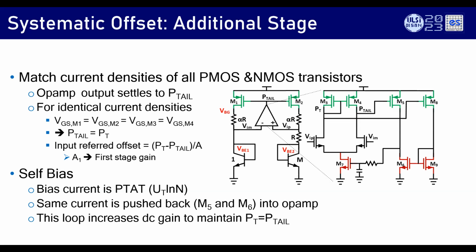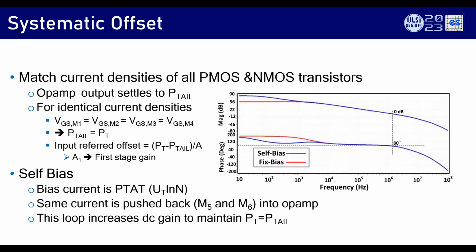This is one neat way of reducing the systematic offset. And you can see that with the self bias, your DC gain has gone from 56 to 90 dB. And you know that if you increase the DC gain, you can also reduce all the offsets. That's the mechanism by which it happens. Indirectly, it increases the DC gain with another loop, without affecting the loop dynamics.